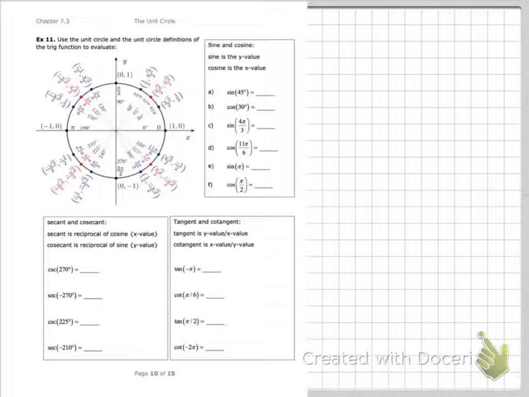Okay, chapter 7.3, the unit circle. We are on page 10 of the notes. We will take a little more time with this. I will do my best to color code so you see where these numbers are coming from.